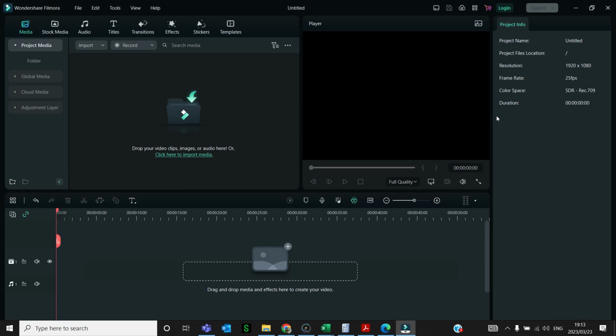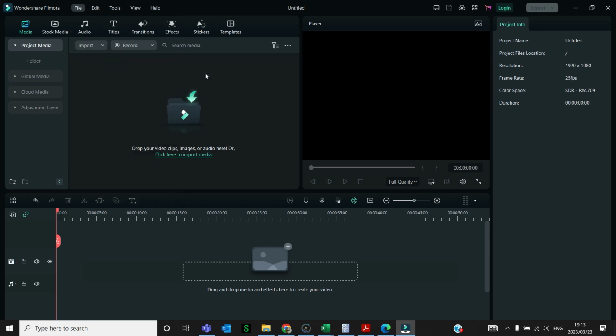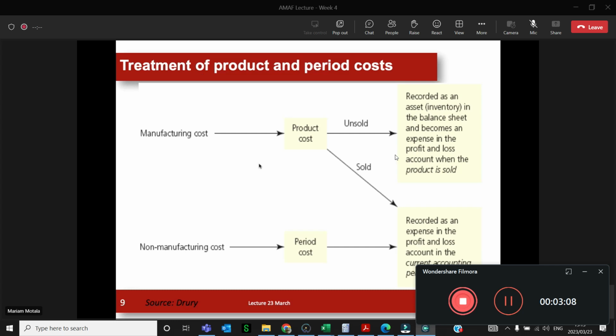Perfect. Thank you. Right. So previously we have already looked at the treatment of our costs in terms of differentiating between product costs and period costs. Remember, product costs are inventoriable costs. We will find them on the face of our statement of financial position as inventory, and our period costs will be expensed in our profit and loss at the end of the period in which they were incurred. So it's important that we differentiate between product and period costs.